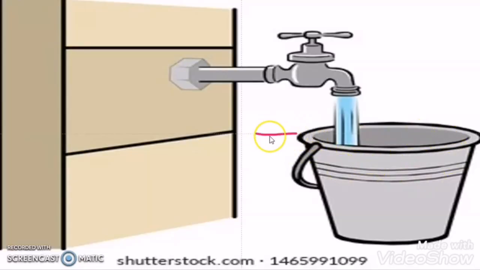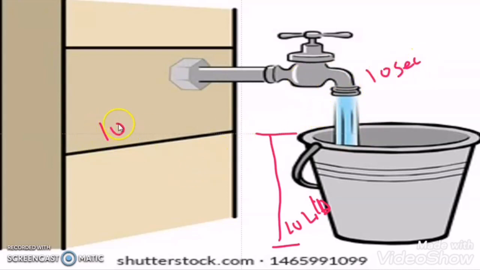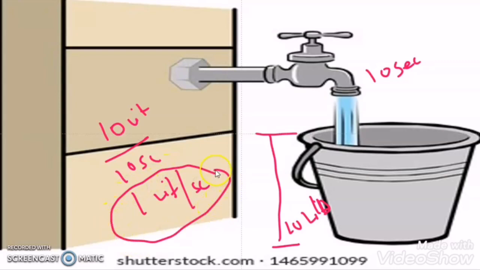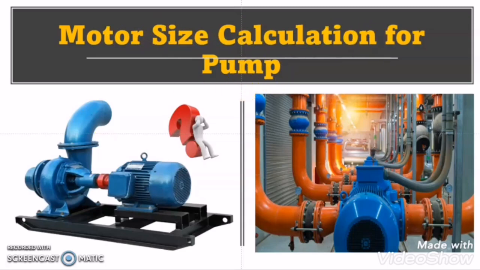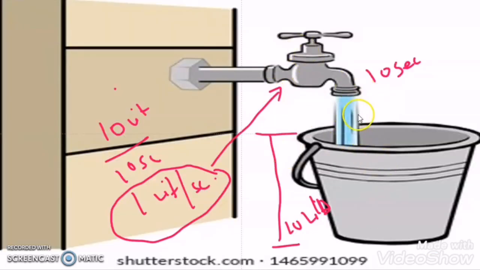Suppose this bucket is of 10 liter capacity. 10 liters of water will come in this bucket and this tap is filling this bucket in 10 seconds. Then the flow rate will be 10 liters divided by 10 seconds, that is 1 liter per second. So the flow rate of this tap is 1 liter per second. What information did we get from this flow rate? It indicates that this tap is delivering 1 liter of water every 1 second. Hope you understood this flow rate, because this is the key point to understand the full topic, that is how to size the motor for a pump. So there must be no confusion about the flow rate.